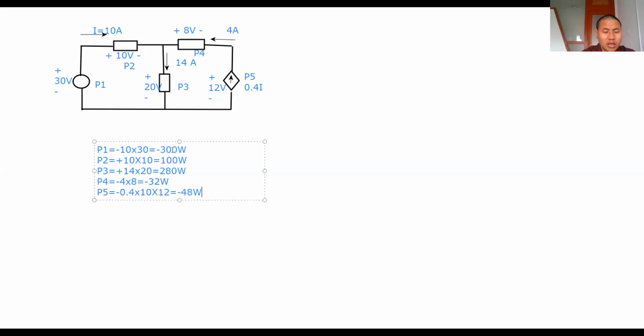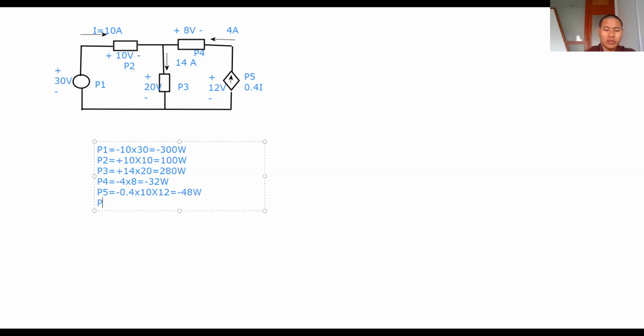P1 is negative 200 watt, P2 is plus 100 watt, P3 is 280 watt, at P4 it is minus 32 watt, and at P5 we have minus 48 watt. If the power is negative, we should understand that it is supplying power in that network, and if it is plus, then that particular branch is absorbing, or using, power from other branches. This is how we have calculated the power.